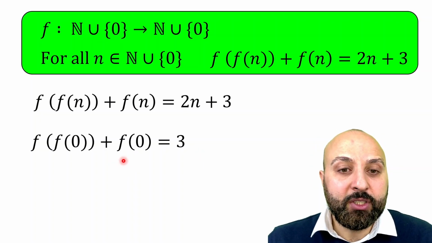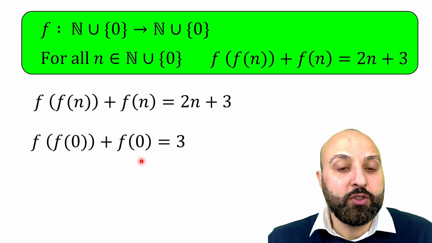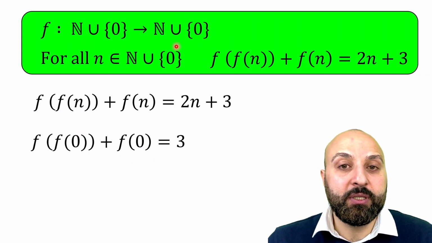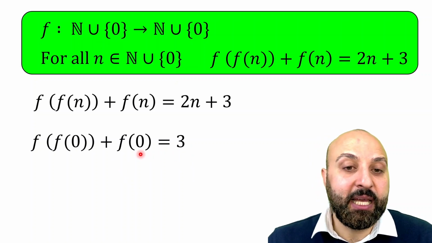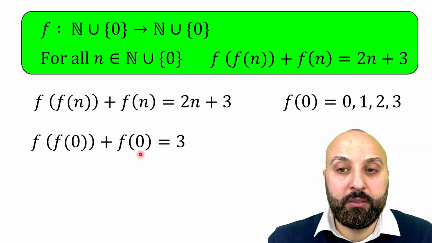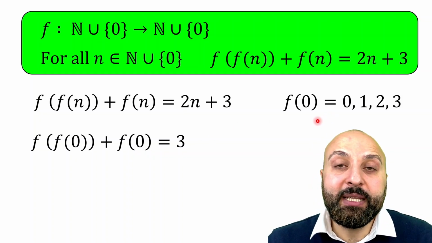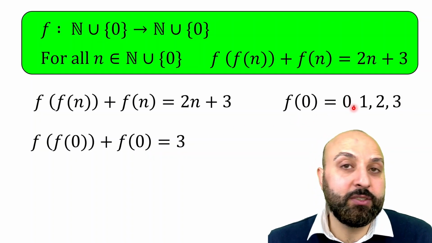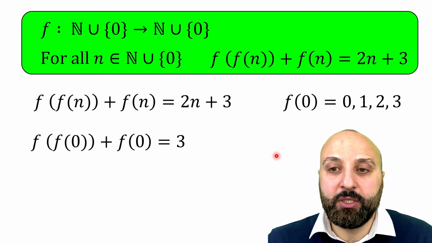We know that function f gets values of natural numbers including 0. So we have two numbers here belonging to this set, and the sum of them is equal to 3. That means f(0) can be either 0, 1, 2, or 3. So this is some additional information, and now we can evaluate f(0) for each of these options and see whether we can gain additional information.